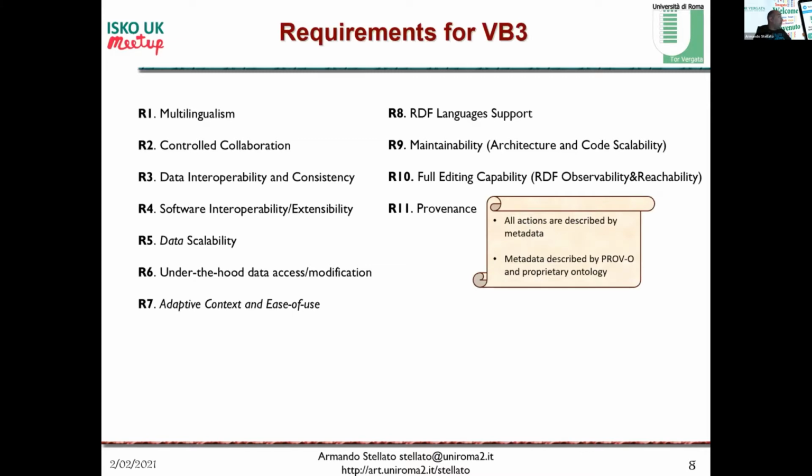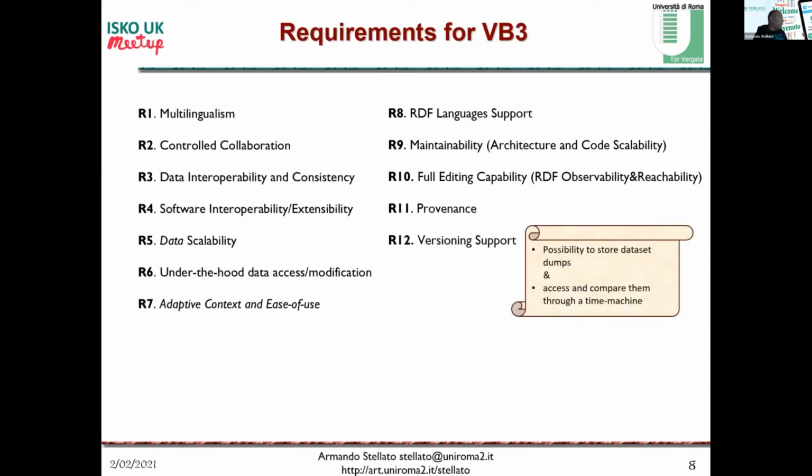We want to take into account provenance. We want to know where our information comes from and where it is stored. We want to know, if a user makes an action, which action has been made, when it was made, and by which user. So we adopted the provenance ontology vocabulary for this, and we also extended it for some specific information that is characteristic of VocBench.